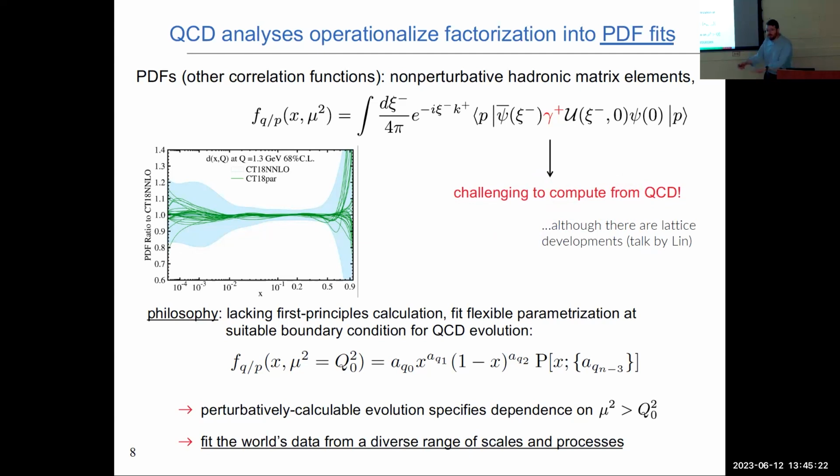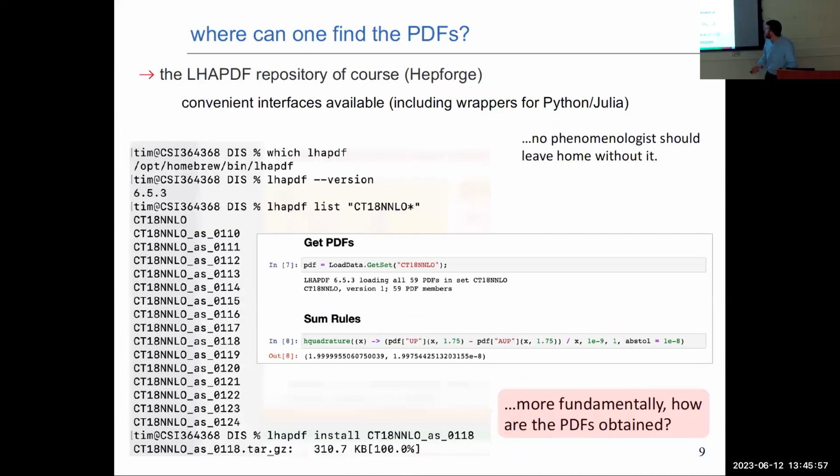And so lacking that for the current time, what we do phenomenologically is we instead fit some very flexible parameterization at a suitable boundary condition, basically for QCD evolution. And I'll explain how that works in just a moment. And then in principle, if you have a very flexible such parameterization and you understand perturbative evolution well enough, then you just simply try to fit the world's data phenomenologically. That's basically the idea. If you want this to work, then what you really need is a diversity of data from many different scales and many different processes.